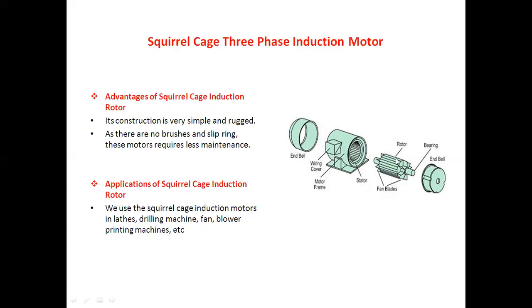This is a pictorial view of the three-phase squirrel cage induction motor, where this is the end bell, these are the bearings, this is the rotor, these are the fan blades for cooling purpose, the stator, the wiring cover, the motor frame, and the end bell. So this is the general pictorial view of a squirrel cage three-phase induction motor.